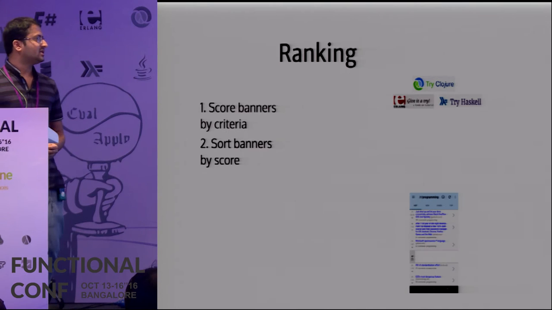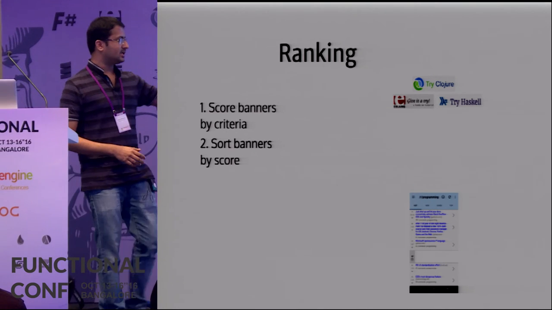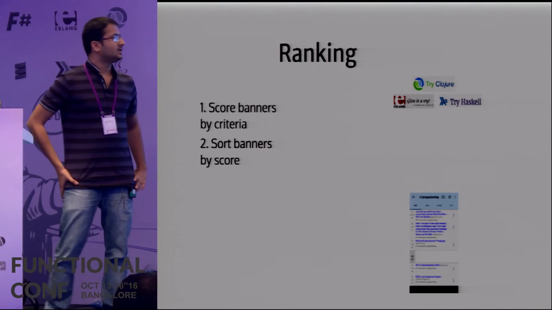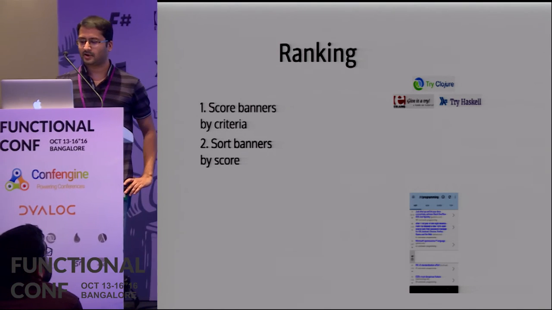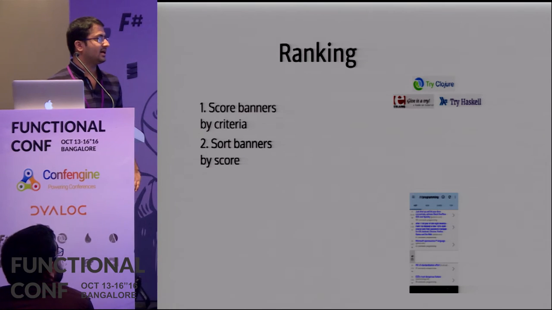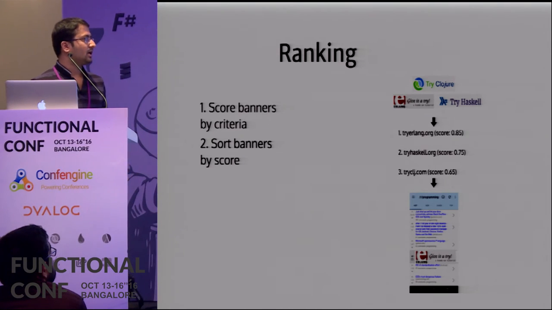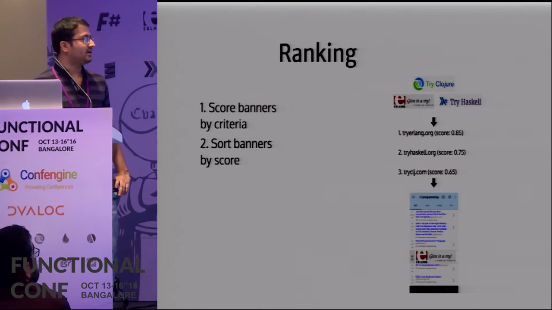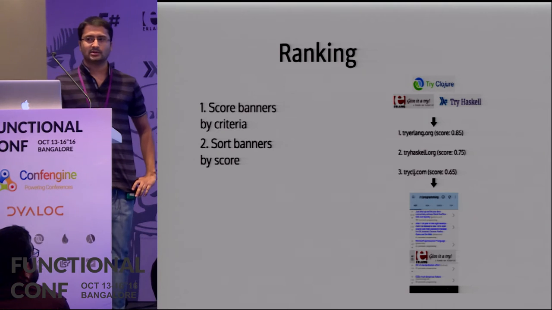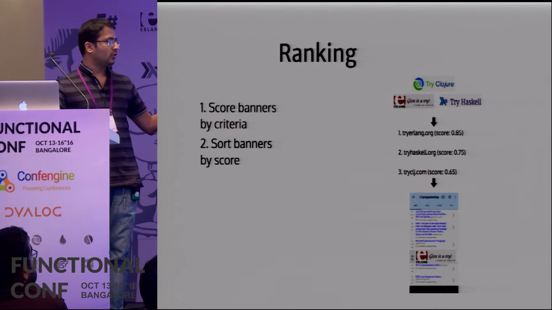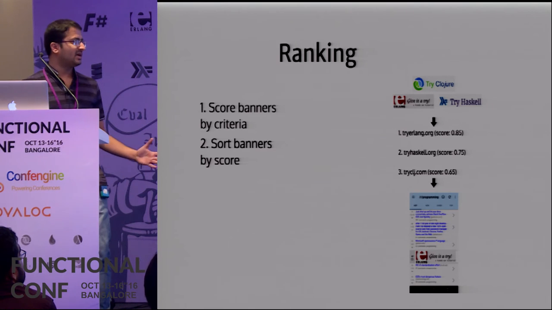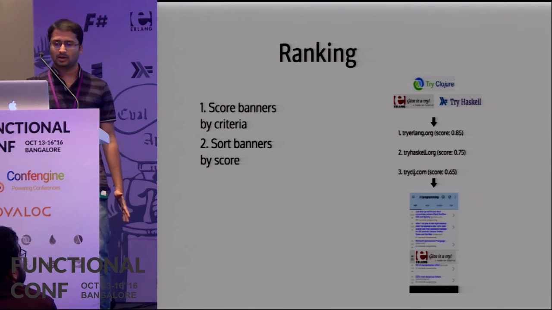I'll just show it with a small example here. Let's say there is an ad request coming for the r/programming subreddit. There are three competing banners here from try Clojure, try Erlang, and try Haskell. These banners are scored based on some criteria, and try Erlang gets a score of 0.85 here, try Haskell gets a score of 0.75, and try Clojure gets a score of 0.65. After scoring, try Erlang gets to show its banner on r/programming. This is basically how ranking works in the ad world.